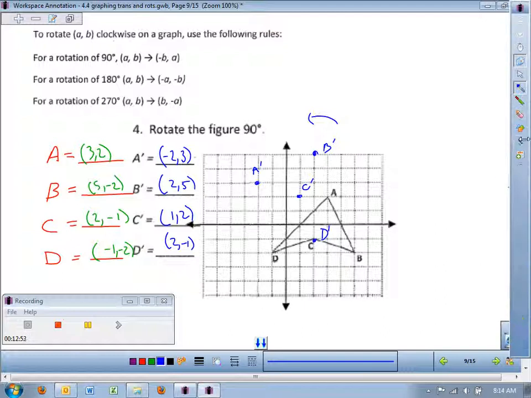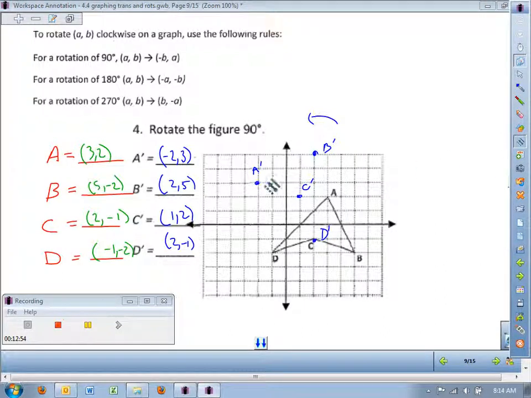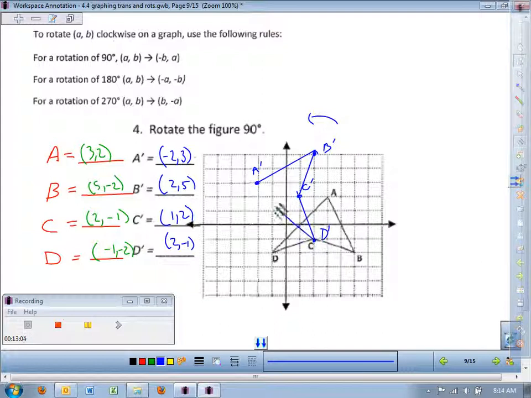And then connect them in the right order. Make sure you label them as you go. A to B. How about blue? A to B. B to C prime. C to D prime. That thing just turned a quarter of a turn compared to all the way around, a quarter of a turn counterclockwise.